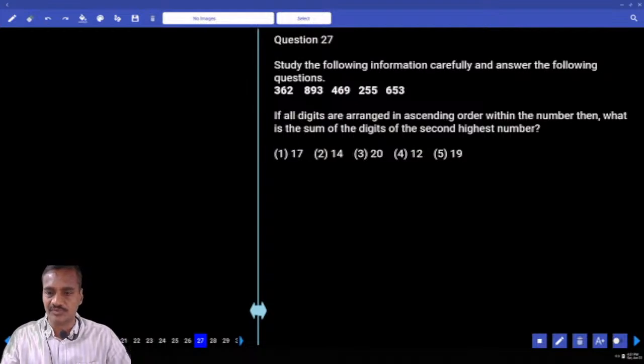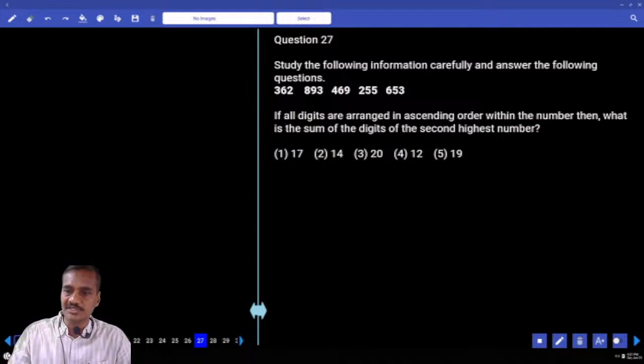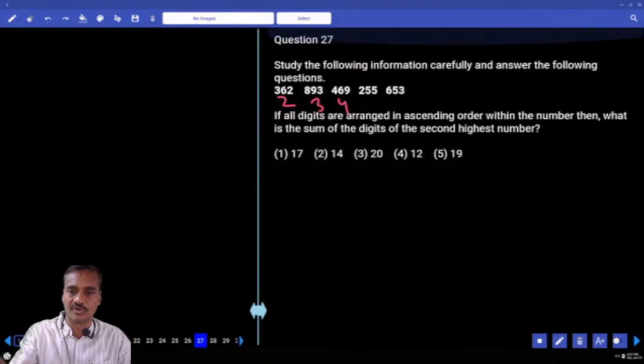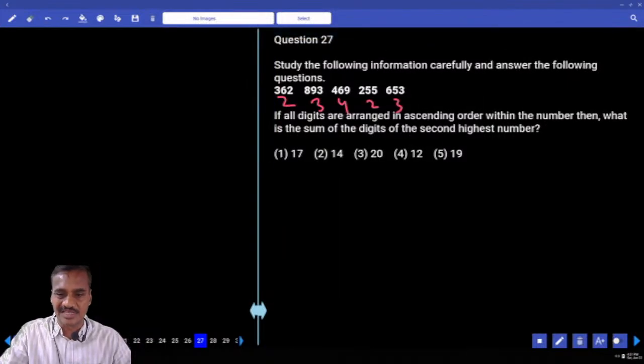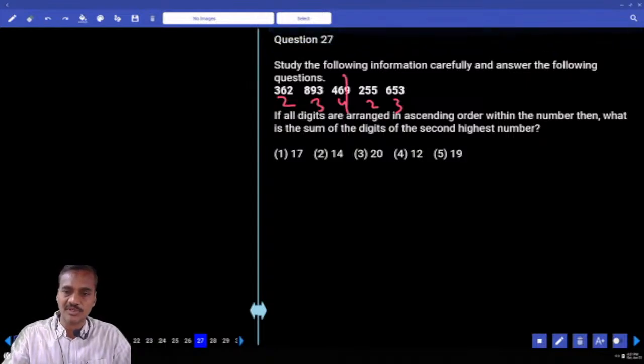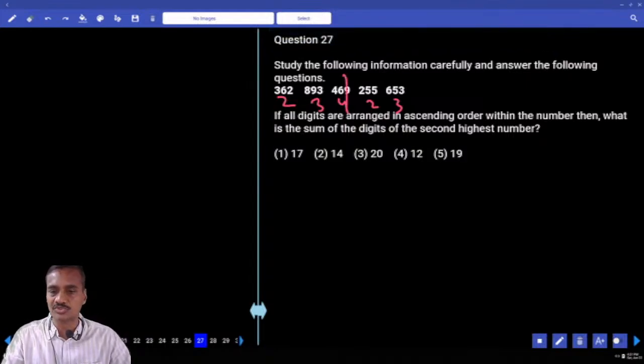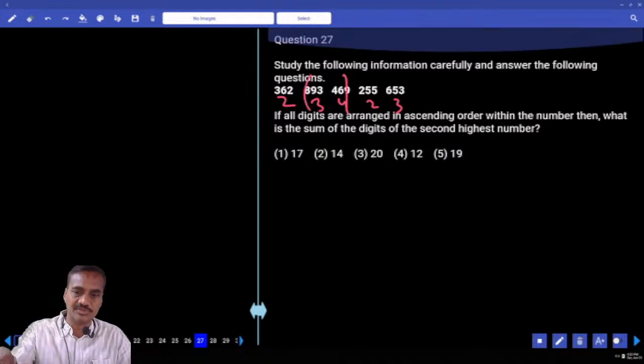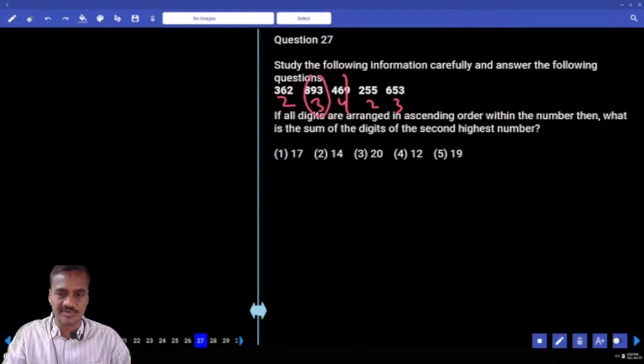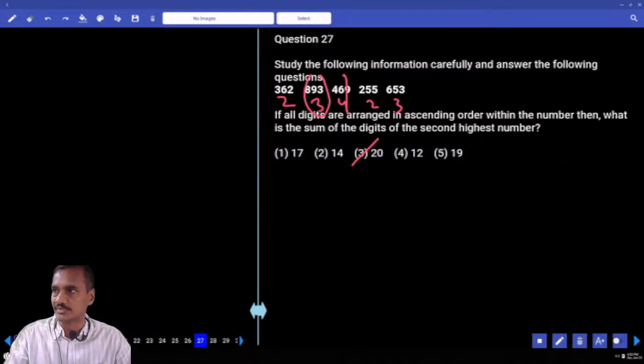And what is the sum of the second highest number's digits? Digits are arranged in the ascending order. The lowest digit comes to the first place, 2, 3, 4 and now 2, 3. Then second highest. Now first highest ఏమో ఇది వస్తుంది and second highest ఏమో వస్తుంది. Now 389 వస్తుంది, 356, 389. Sum of the digits: 8 plus 9, 17 plus 3, 20, choice 3, 27. Then question number 27, it is choice 3.